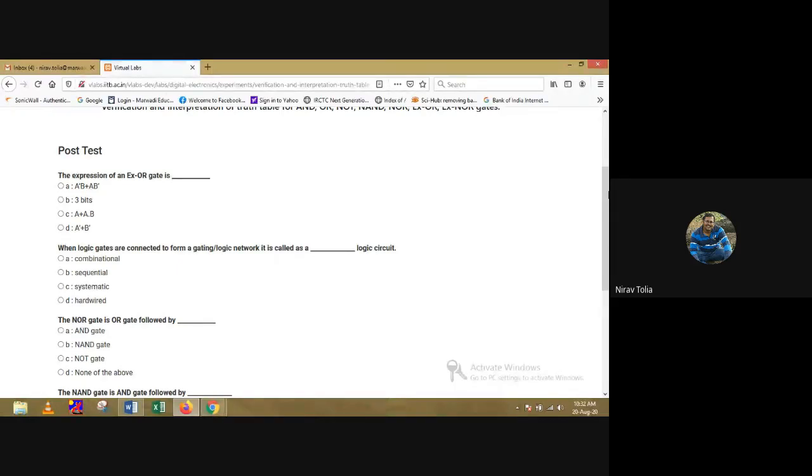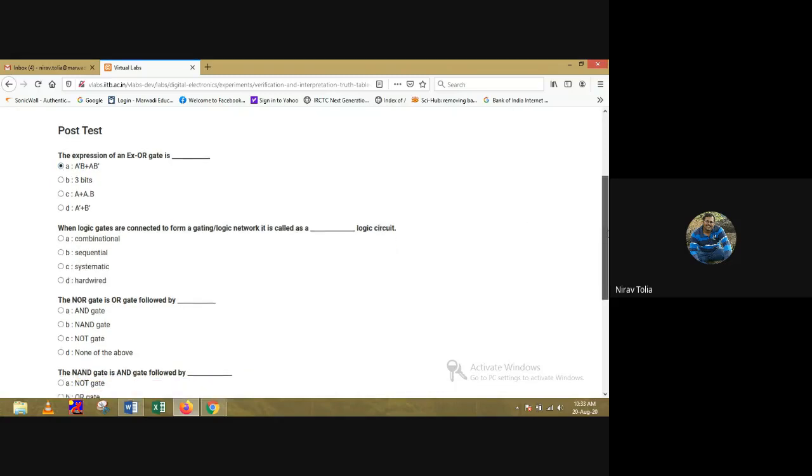What about others? Parthiv, Kisan, Nishita, Dirga, Sanna. Okay, so the answer is A. The expression of an exclusive OR gate is A bar B plus AB bar, which is right.